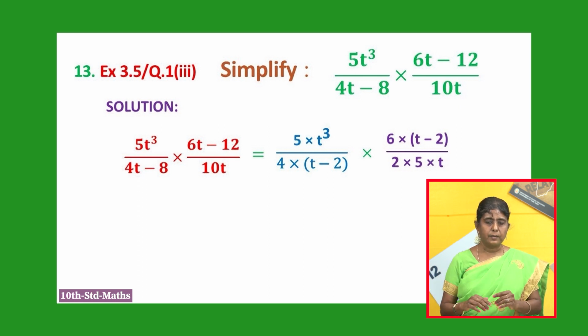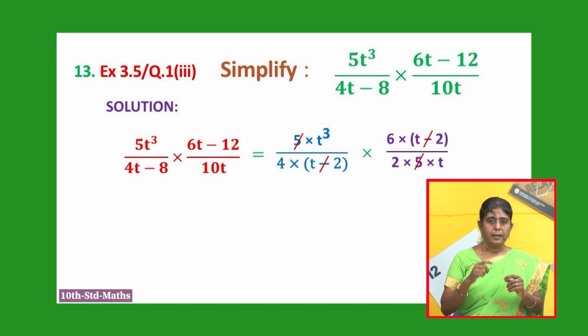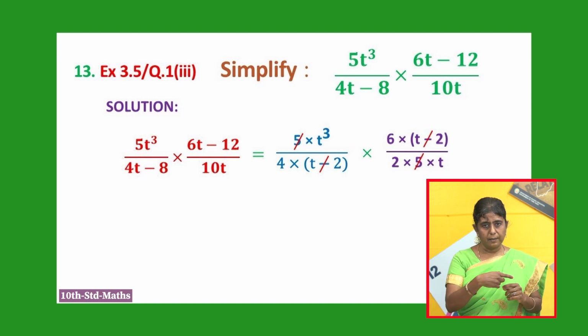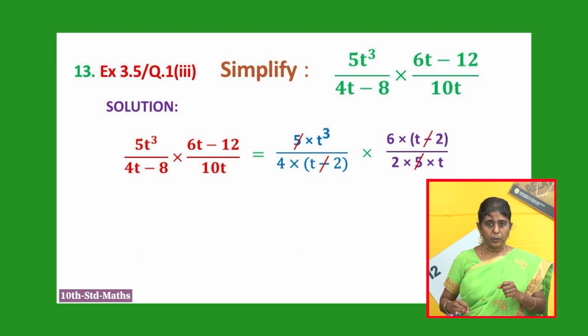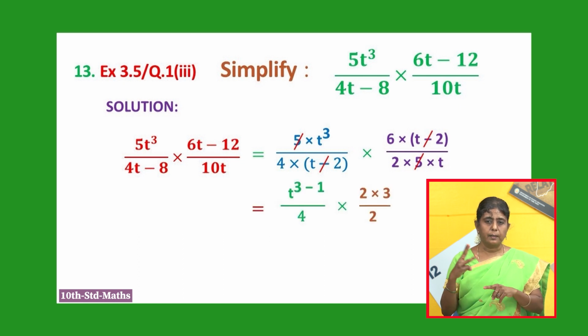So now we have to do the cancellation. T minus 2 and t minus 2, let us cancel. 5 and 5 also be cancelled. Now what can be done? Even we can cancel 2 and 6 by 3, but in which way can it be done there? 6 we can write as 2 into 3.